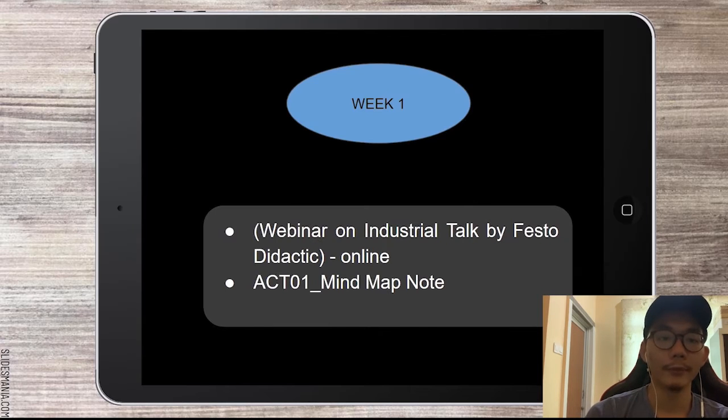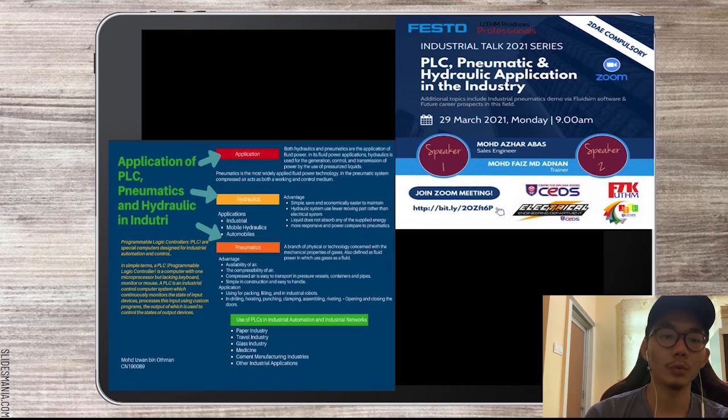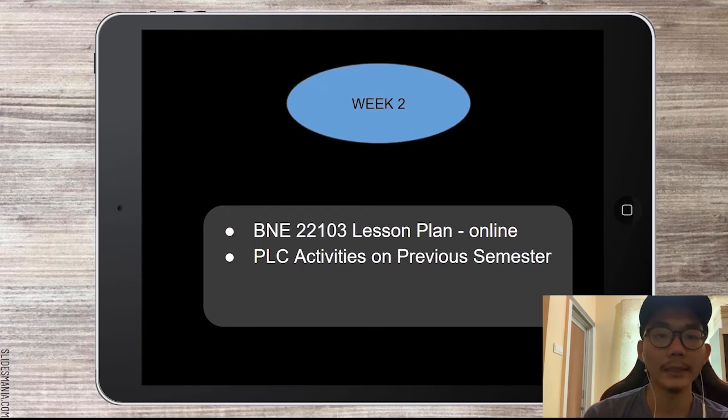For the first week, we have the industrial talk by Festo Detective. The talk was run through Zoom meeting at 29 March. And it explained about the PLC, pneumatic and hydraulic application in the industry. We also need to do the mind map about the talk, and the mind map consists of application and advantage for each system.